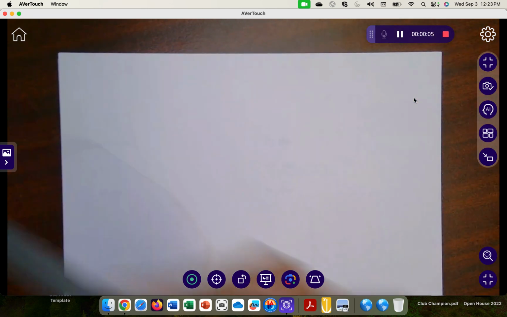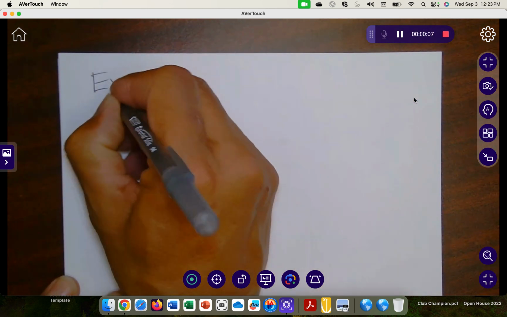All right, so this is explicit formula. Go ahead, copy this in.